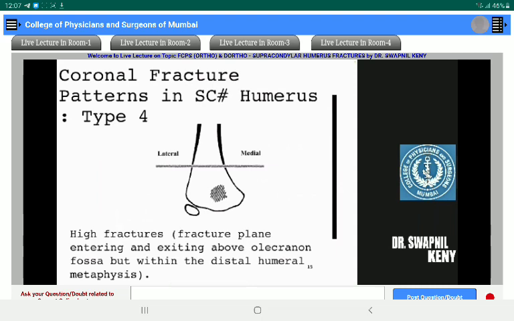The type 4 coronal variety is a high supracondylar fracture, wherein the fracture plane entering and exiting is way above the olecranon fossa, but within the distal humeral metaphysis. Now, these are the tricky ones because they are quite unstable, and they are seen slightly in older children. So these are difficult to reduce and difficult to hold, and you need to plan how to fix them.